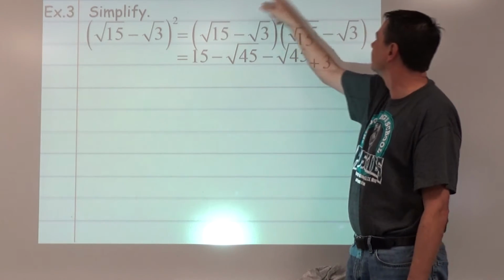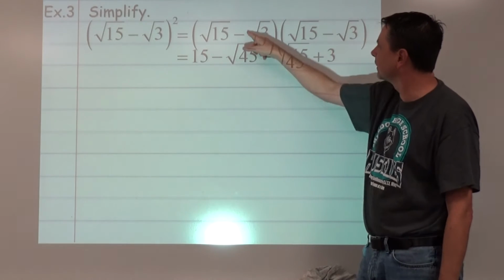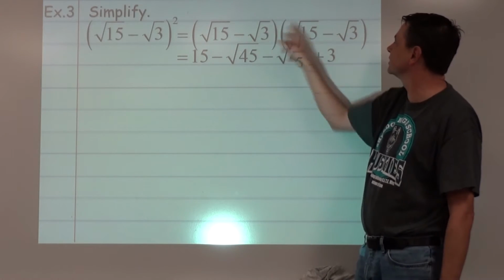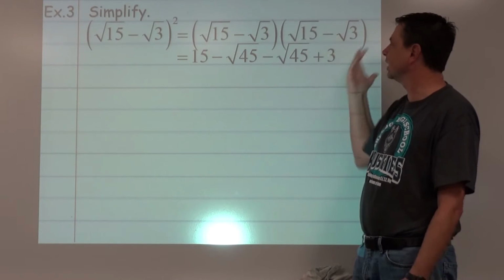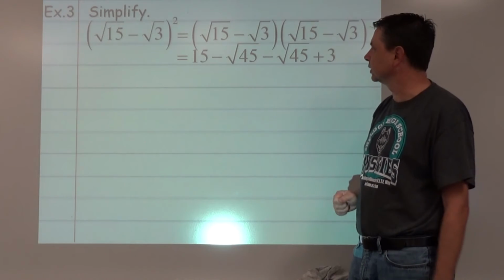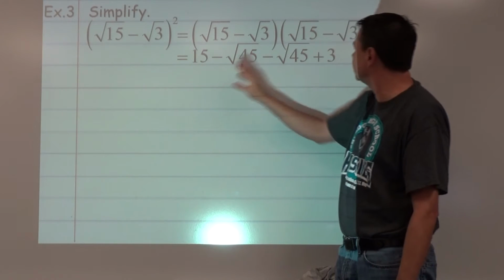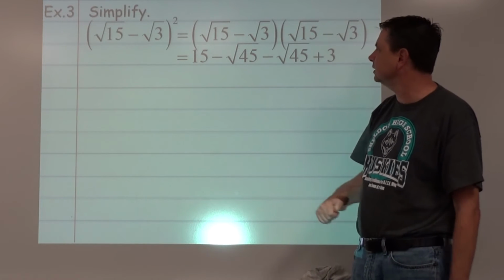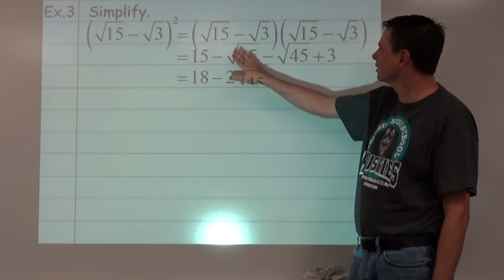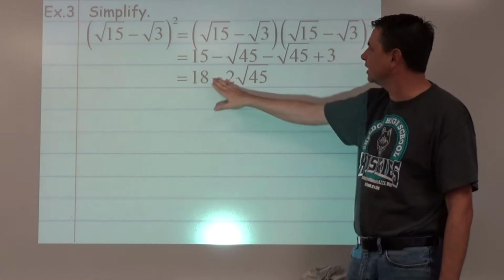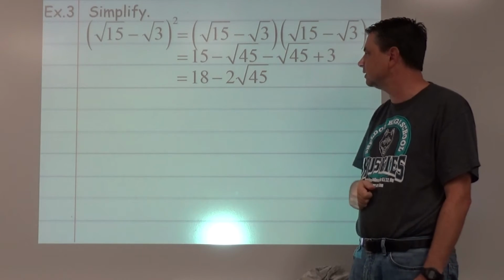15 minus root 45 minus root 45 plus, negative times negative is plus, root 9, which is 3. Square root of 3 times square root of 3 is 3. So we've got some like terms. We've got the 15 plus 3, those combined. This is negative 1 root 45. Another negative 1 root 45 makes negative 2 root 45.